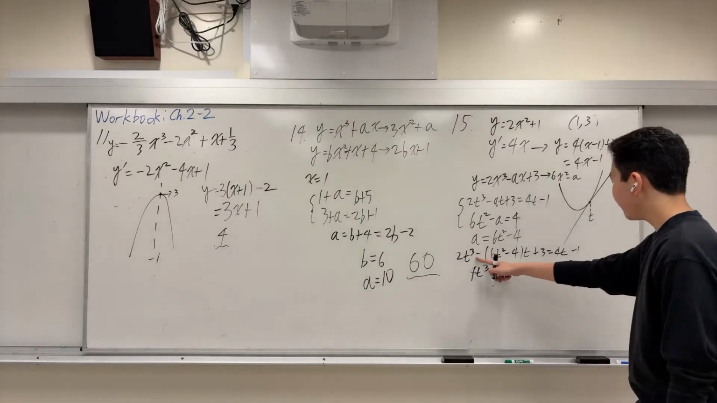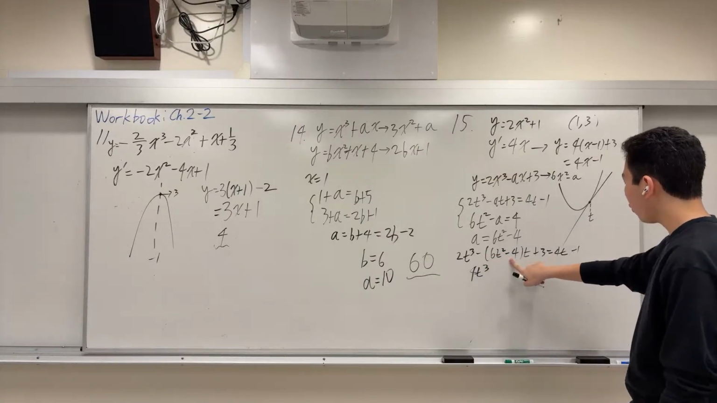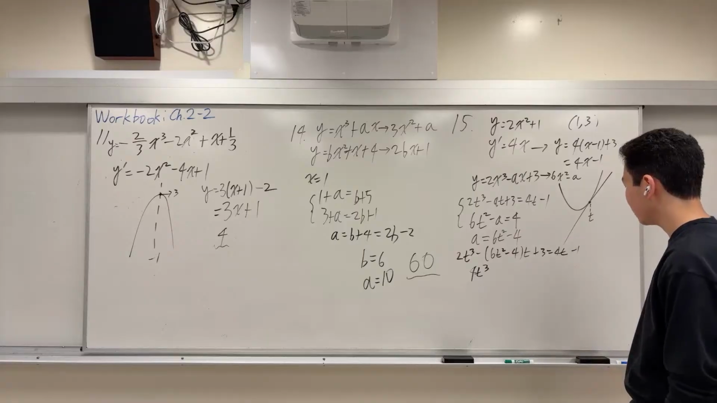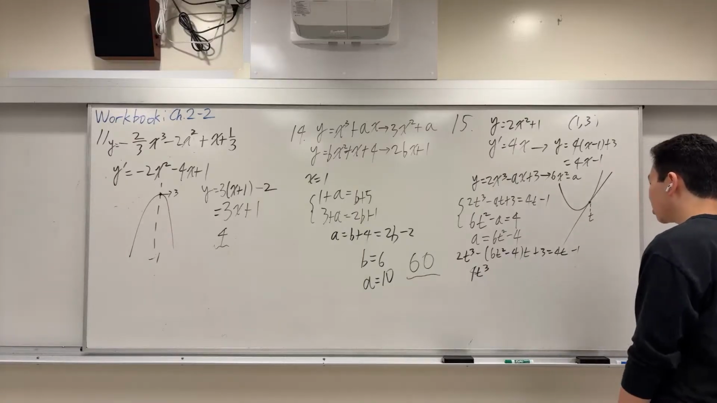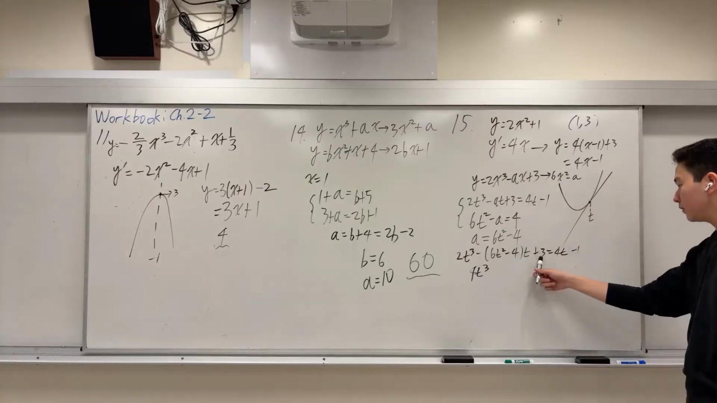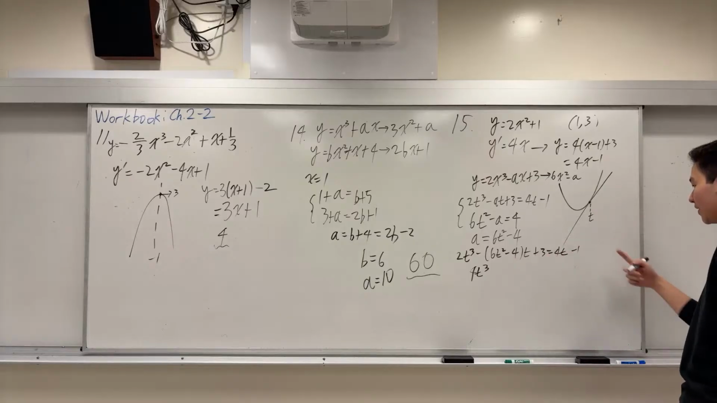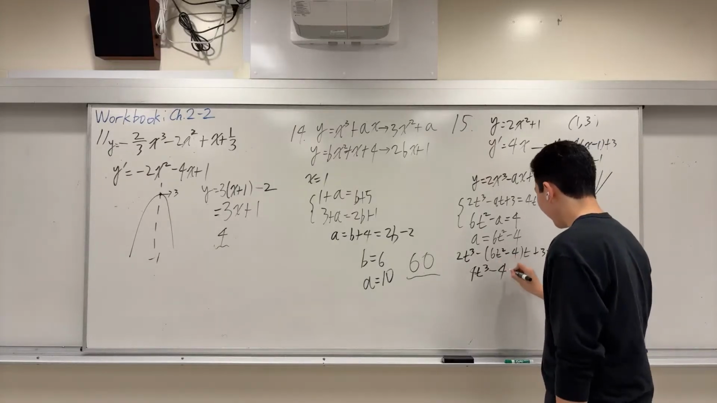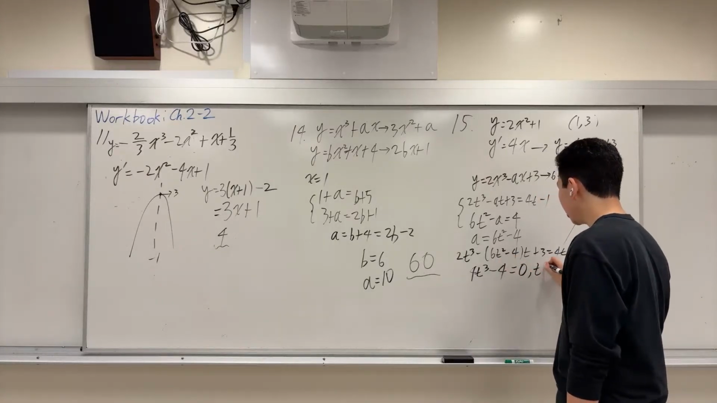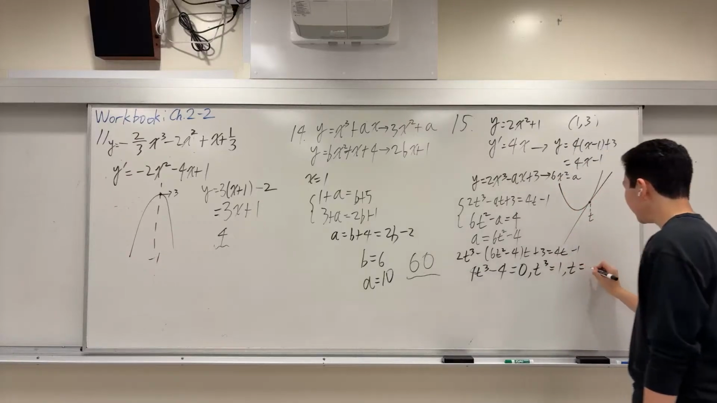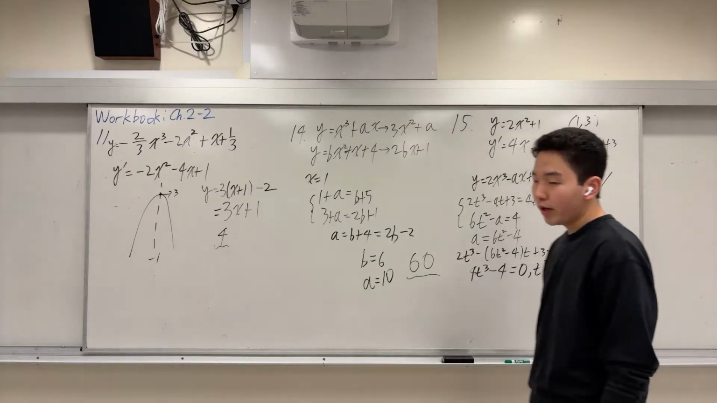Okay, so if on this side we have 4t and then this is 4t, that will get canceled out. So we have 4t cubed, and then we'll move this over to that side. Minus 4 has to equal 0. So t cubed has to equal 1, t has to equal 1. So there's only one option here.